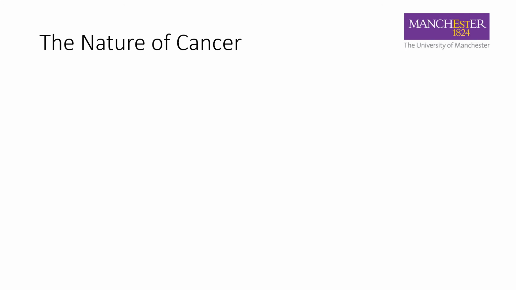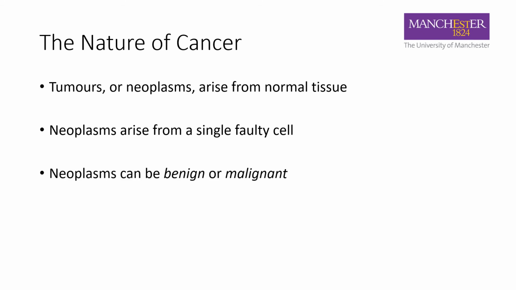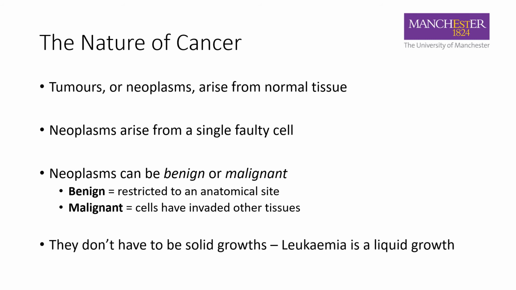This slide encompasses the cellular nature of a cancerous disease. Cancers are characterized by tumours or neoplasms which arise from a normal tissue and are often the result of a singular faulty cell that is replicated. Neoplasms are purely just a medical term for tumours. These neoplasms can be benign or malignant depending on whether they are restricted to a single site or have invaded other tissues. Some people also believe that cancerous neoplasms are only solid growths. This isn't always the case. Neoplasms can actually be liquid, as is the case with leukemia.